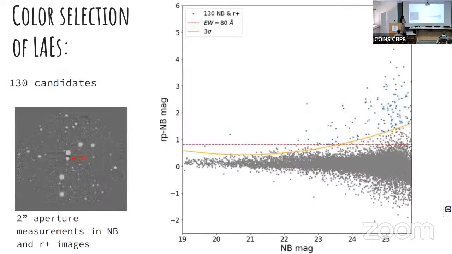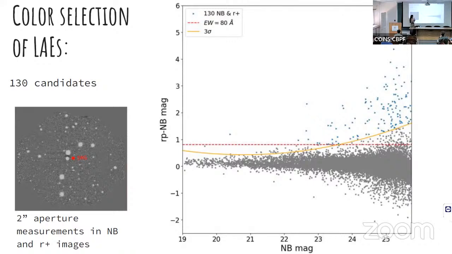So this is the way we select Lyman alpha emitter candidates. I told you they are narrowband excess objects. So we have the images. We make 2 arcsecond aperture photometry measurements in the narrowband and the AirPlus images. And then we extract the magnitudes and we can make a color magnitude diagram. So we expect the objects that are not emitting a line to have a color 0, and we expect the ones that are emitting a line to have a positive color.